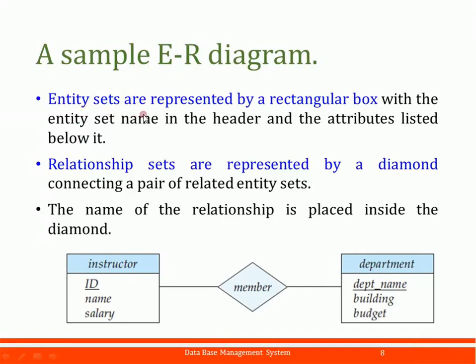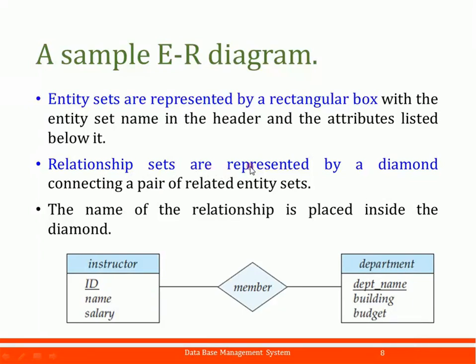The entity sets are represented by a rectangular box with the entity set name in the header and attributes listed below it. So this is an entity for instructor, and this is the name of the entity, inside a rectangular box, and this rectangular box is divided into two parts. The header has the name of the entity and the attributes are listed here. Similarly, department is the name of one more entity, and we have department name, building, budget, etc., which are the attributes of this particular entity, department.